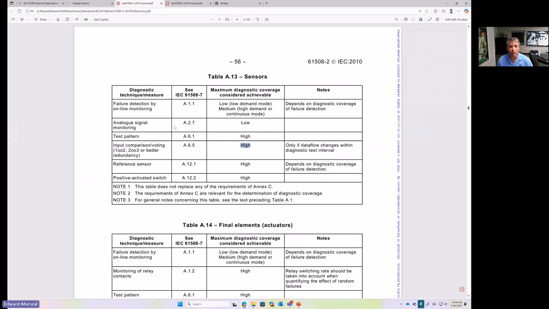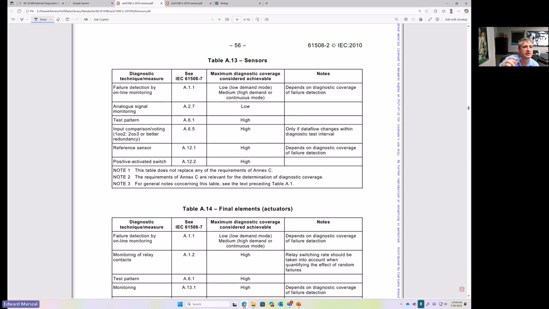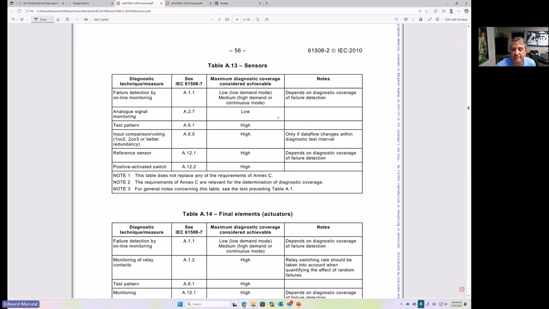And so basically what they're saying here is that analog signal monitoring over here, why will my magical pencil not work? Because that's the day that we're living in. All right, my magic pencil is not working, so I'll just have to point with the pointer. So analog signal monitoring low means that you should only expect this to work 60 to 90% of the time, 60 to 90% diagnostic coverage.